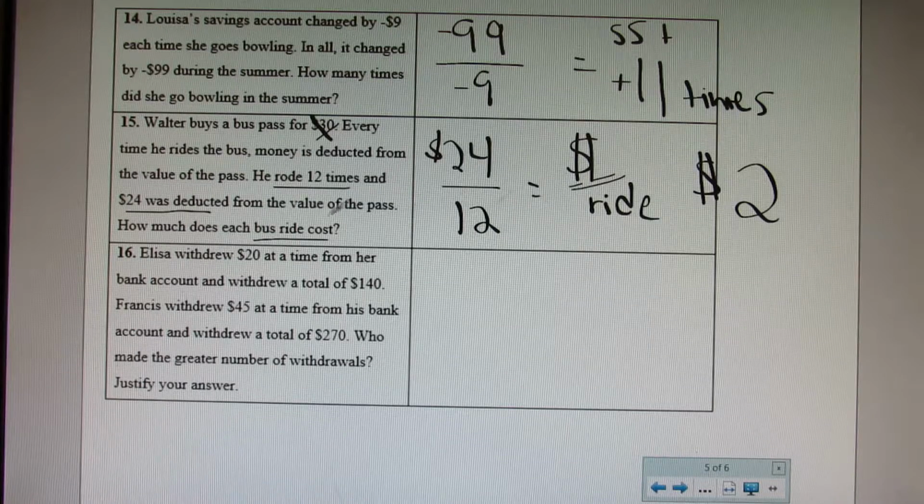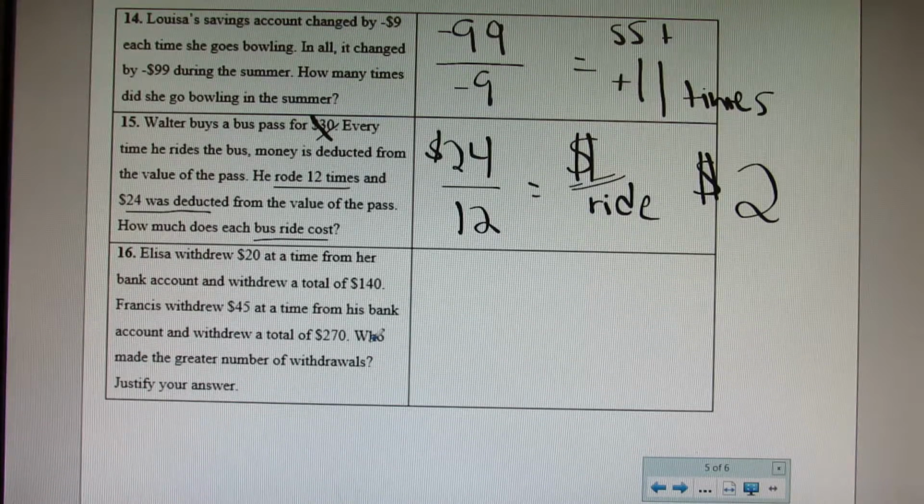Let's see if that makes sense. If you rode it 12 times, 2 times 12 makes 24. That makes sense. So each bus ride costs $2. Again, careful reading of the question, careful rereading of your question to make sure you're answering the question correctly. And last one, number 16.